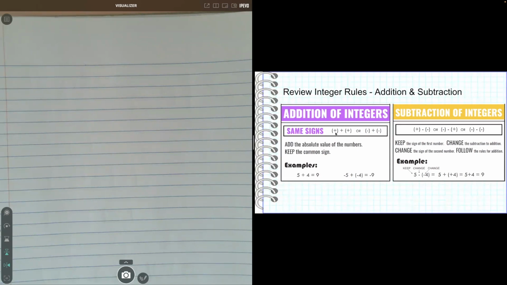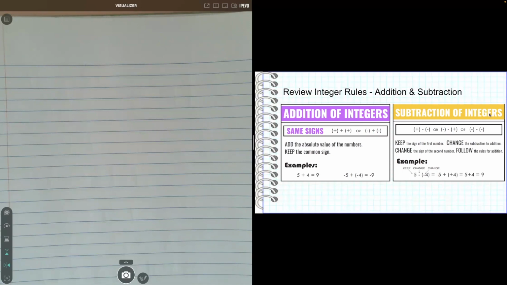When you're adding the same sign, you are going to have that same sign as the answer. So if I have a positive and a positive together, I'm going to get a positive answer. If I have a negative plus a negative, I'm going to get a negative answer.